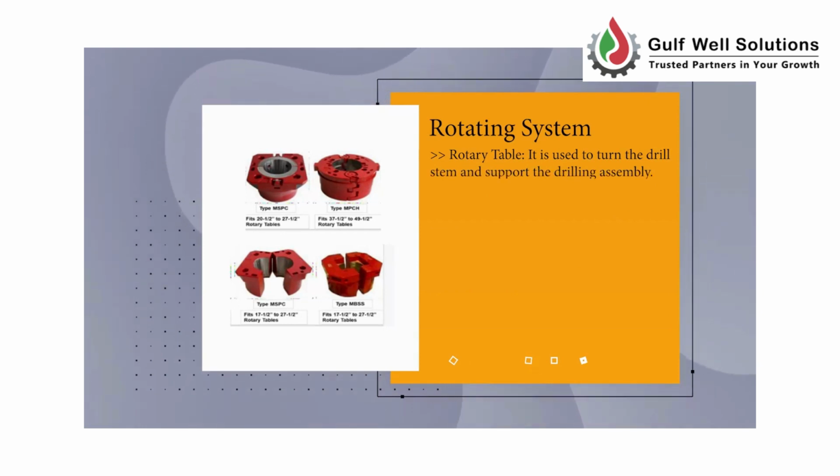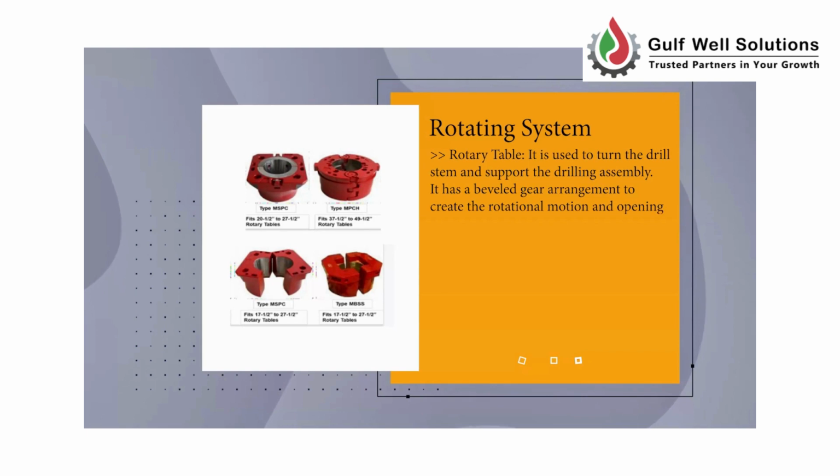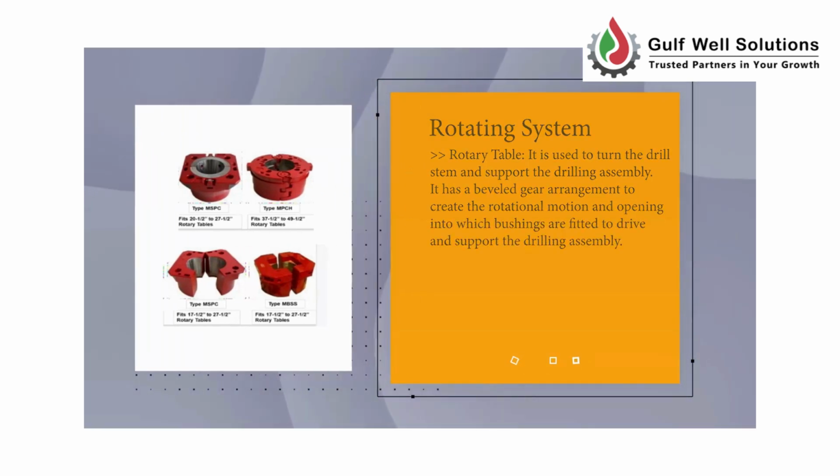Rotary table. It is used to turn the drill stem and support the drilling assembly. It has a beveled gear arrangement to create the rotational motion and an opening into which bushings are fitted to drive and support the drilling assembly.